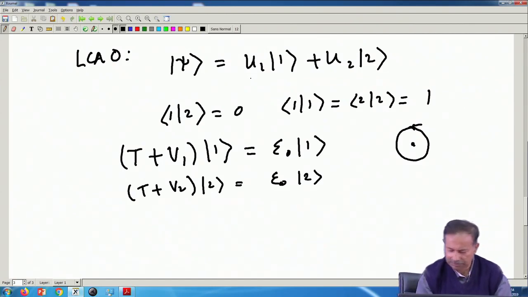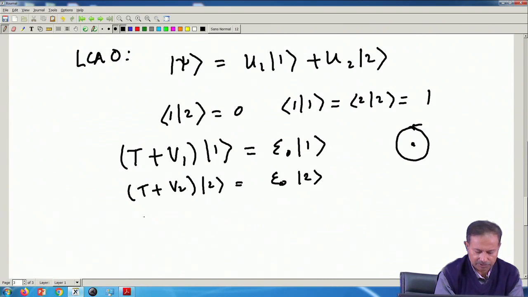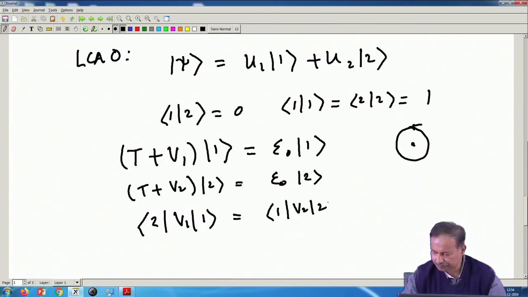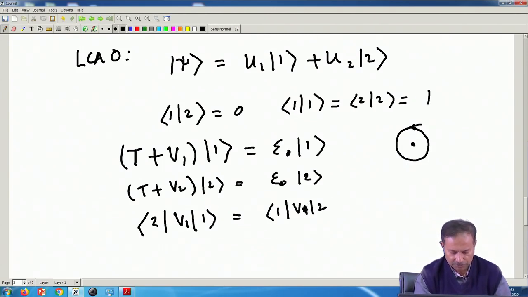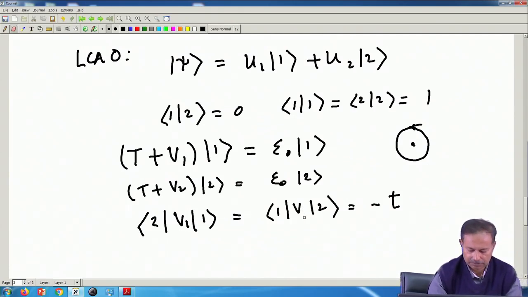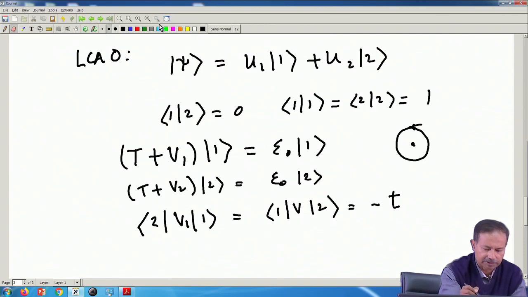So, the other thing that I would like to point out is that there are these terms, 1 V 1 1 or 1 V 2 2, and 1 V 1 2, and these kind of terms I am assuming to be minus, let me write it as minus T, and I am assuming them to be the same.